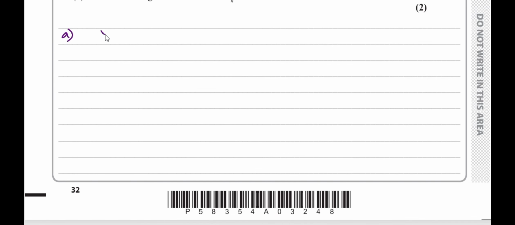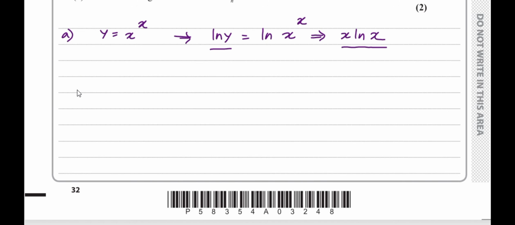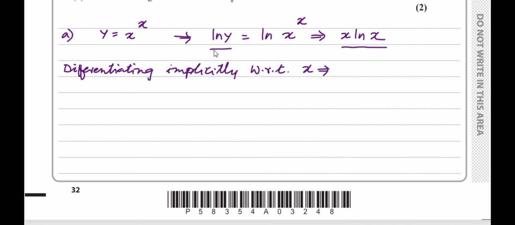So let's write the equation y is equal to x to the power of x. This would mean if we take ln on both sides, ln y equals ln x to the power of x, which is x ln x. We can use implicit differentiation to differentiate this function. So let's write differentiating implicitly with respect to x. We need to write this because then only it will be mathematically correct.